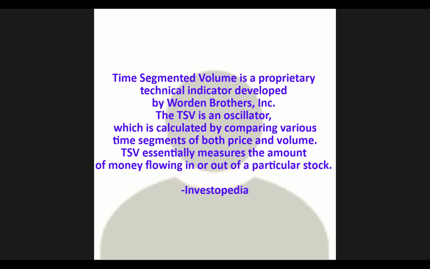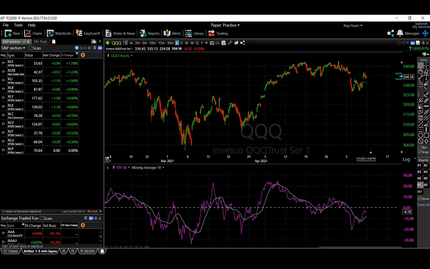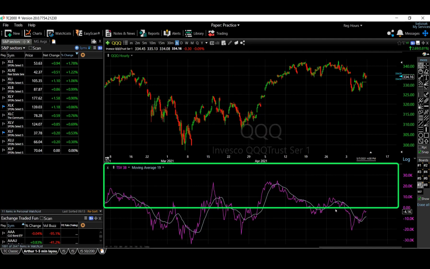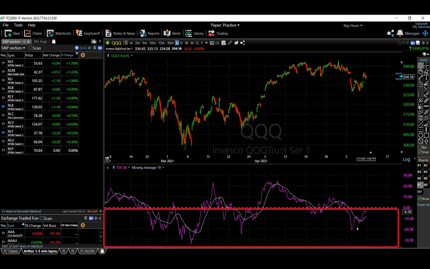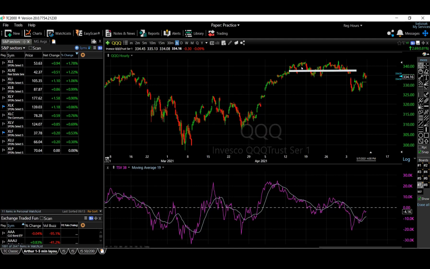You have a chart you want to share of TSV? Sure. Yeah, let me pull one up here real quick. Traders, we just want to see charts. The TSV 38 is basically the time segmented volume with a moving average of 38 bars over it. And then there's this other moving average of TSV, that's a 19 bar. So like I said, it's an oscillator. Basically the idea is over this zero line here is money coming in, below the zero line is money going out. You can use it in the same way you'd use a lot of indicators with divergences. So when you have a flat range over here, you can see it's making a lower high relative to price. So you can use divergences as well.